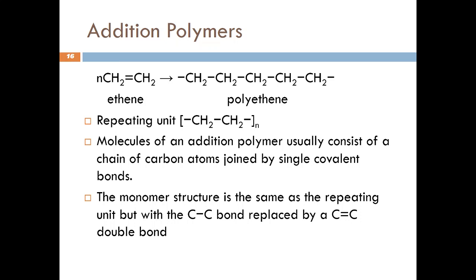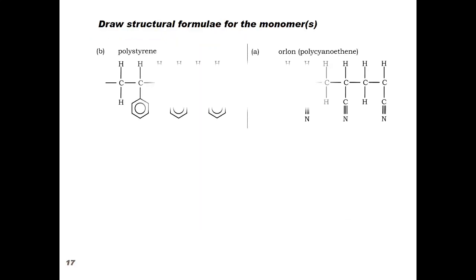The monomer structure is the same as the repeating unit, but the carbon-carbon single bond is replaced by a carbon-carbon double bond. All right. Can you draw the structural formula of the monomers? You'd probably have the answer there already, but oh well. So hopefully you could at least tell the monomer unit.